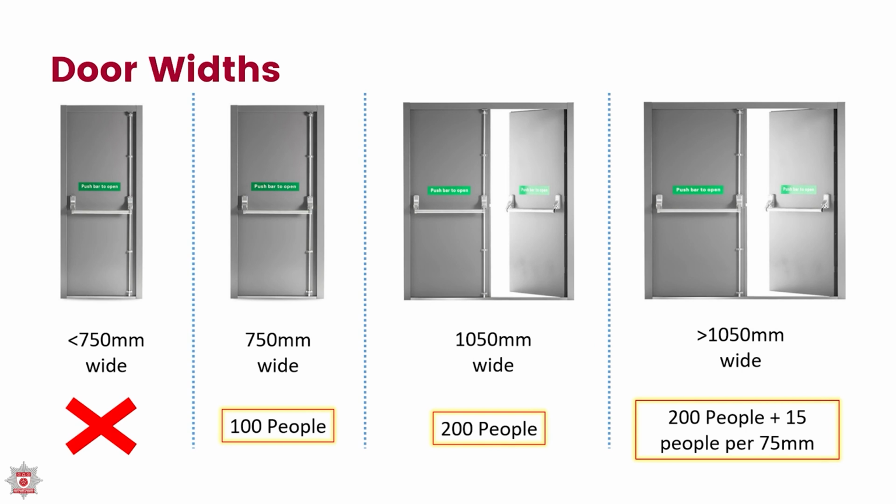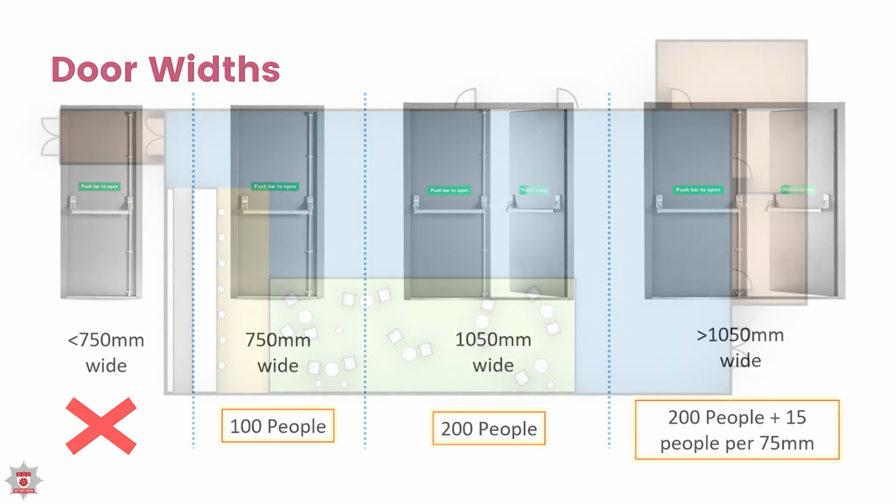Now look at each of your final exit door widths in turn. You should have measured each of them. If it's less than 750 mm, then it's not suitable to be a fire exit. If it's between 750 mm and 1050 mm, it can allow 100 people through. If it's 1050 mm, then it can allow 200 people through. And then every 75 mm after allows you another 15 people.